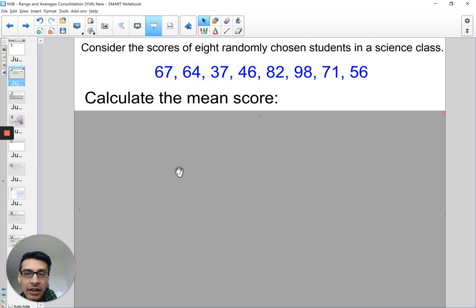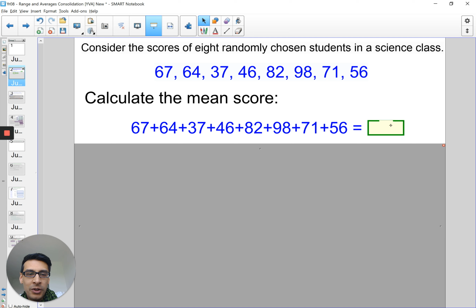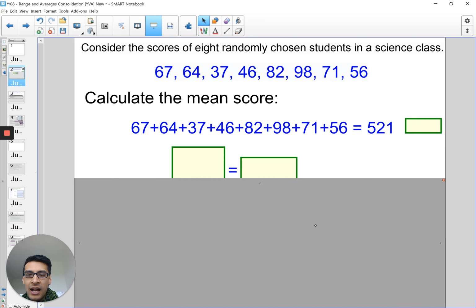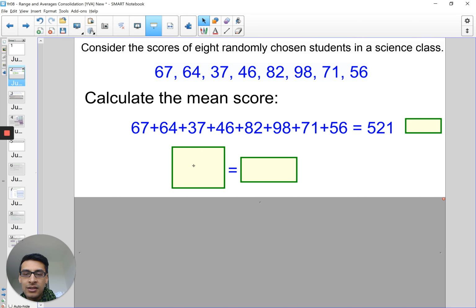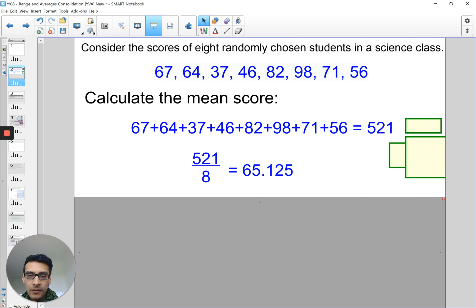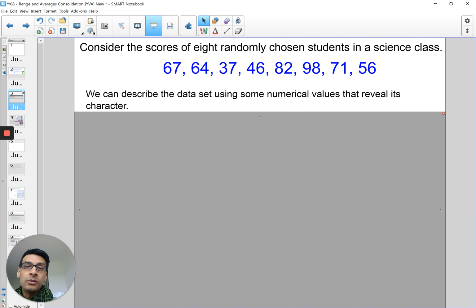Okay, so going through the work, what you should have done is added them all up together, and you would have got 521. And then you have 521 divided by the number of values. So I can see 1, 2, 3, 4, 5, 6, 7, 8. And it tells you that there are 8. So you're going to divide it by 8. And then you get your answer of 65.125.